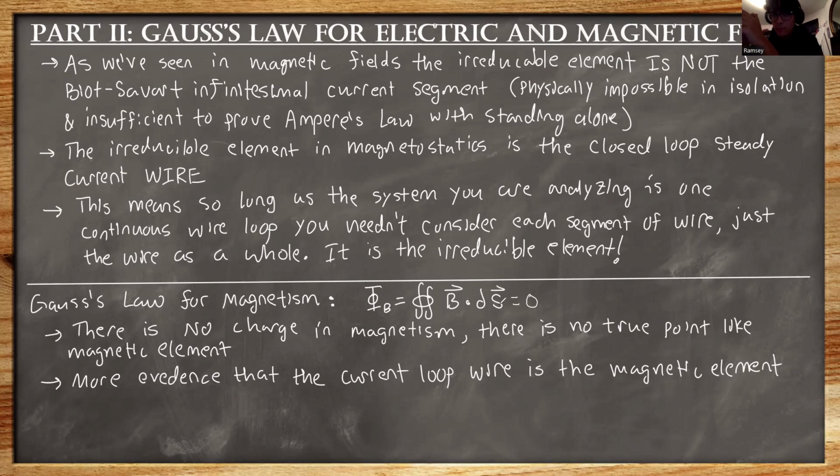And this lends itself perfectly to a current loop, because a current loop is a magnetic dipole, right? You remember the magnetic dipoles: you run current in a loop, and then that will have a north pole and a south pole. That's essentially the start of a solenoid, right? A solenoid is just multiple of those stacked. So the irreducible element is the wire loop.